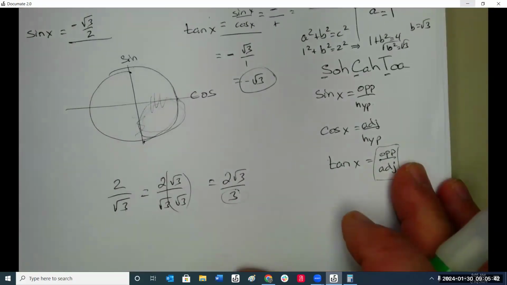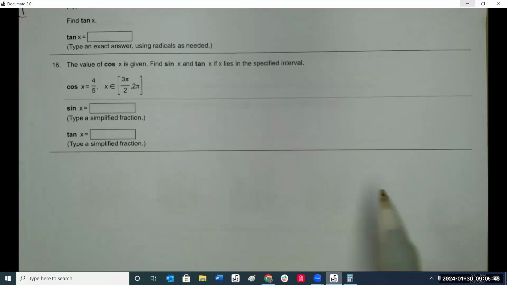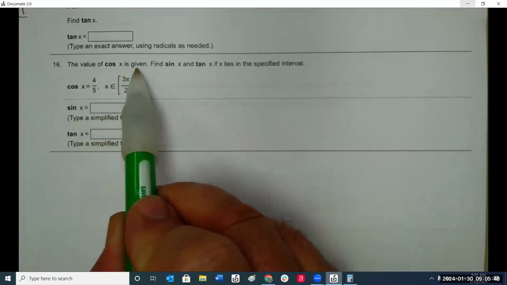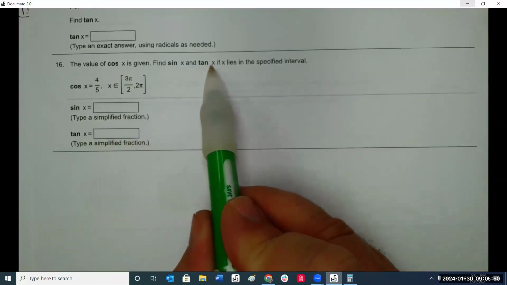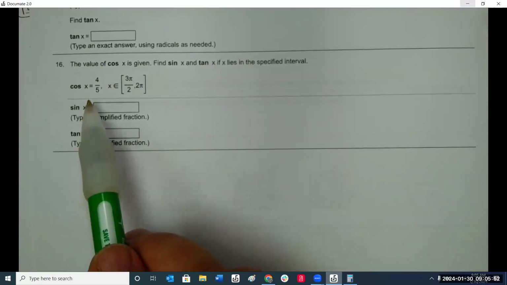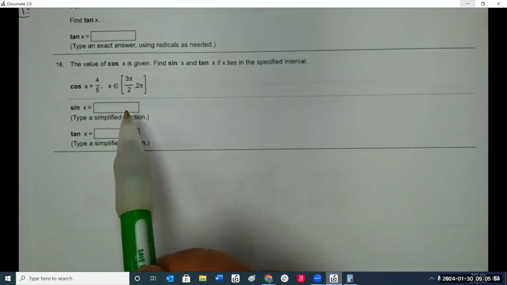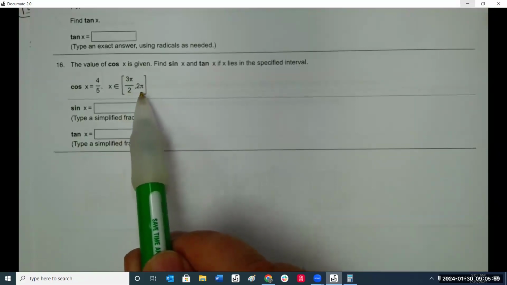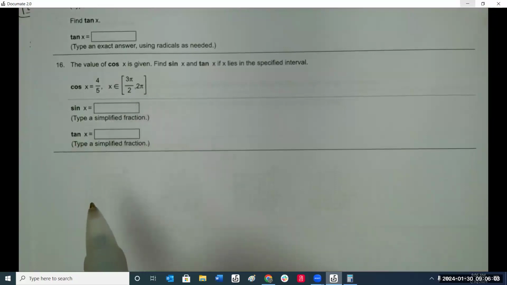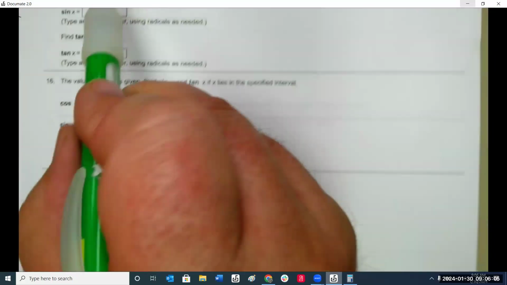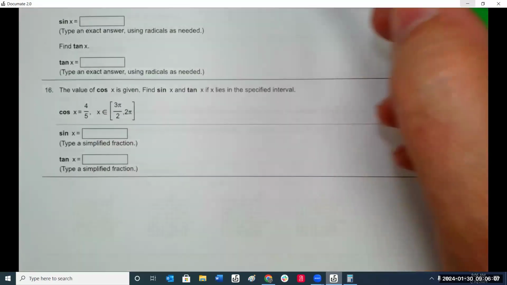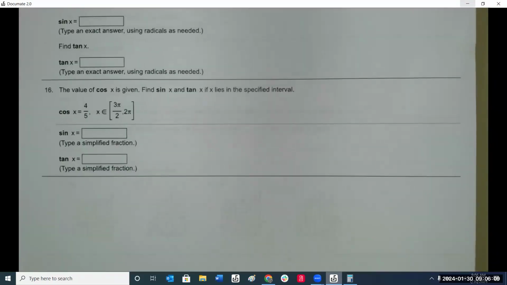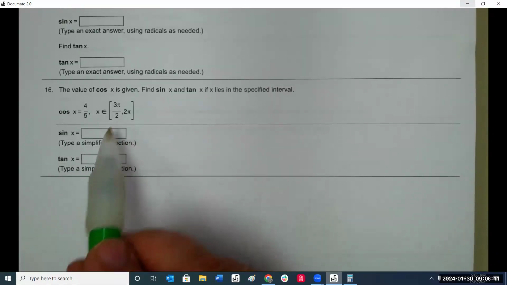Number 16. The value of cosine x is given. Find sine x and tangent x. So this is from 3 pi over 2 to 2 pi. Also fourth quadrant. This one just went backwards. This is also the fourth quadrant.